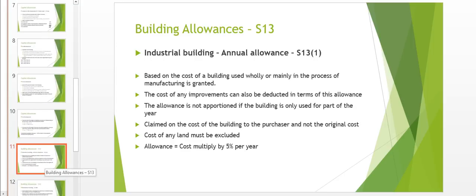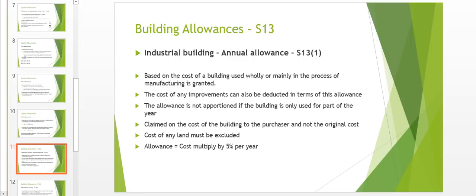Okay, so building allowance, your section 13. In an industrial building, section 13.1 allows an annual allowance of 5% of the cost of the industrial building. So it's basically based on the cost of a building used wholly or mainly for the purpose of manufacturing. So if this industrial building is not used for manufacturing, then you may not claim this allowance. It has to be wholly or mainly used in the process of manufacturing.